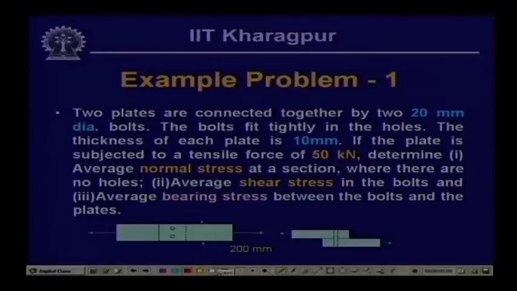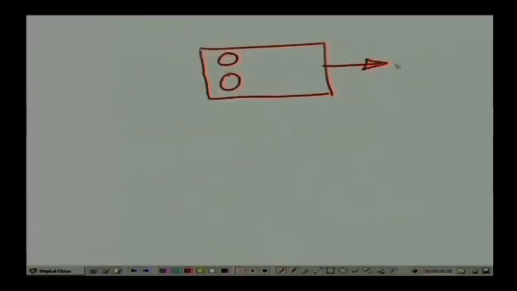Thirdly, we will have to compute the bearing stress between the bolts and the plates. Now, the force when it is getting transmitted from one plate to the other is getting transmitted through the interconnecting bolts, two bolts. If we look into the transmission of the force in greater detail, we will see that this is the plate, we have two bolts. Now, this plate is being pulled by force P. The transfer of force from the plate to the bolts is here.